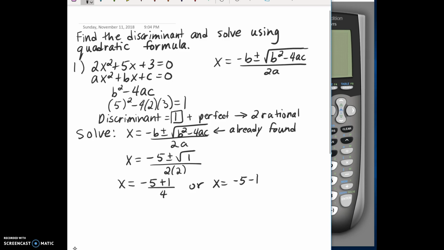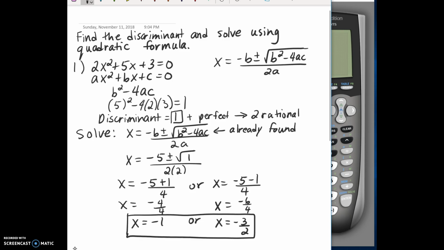And we're going to finish simplifying because we can. So we get -4 over 4, or -1, and then we get -6 over 4, which simplifies into -3 over 2. And because of this type of solutions, this one also could be solved using factoring, when you get the 2 rational solutions.